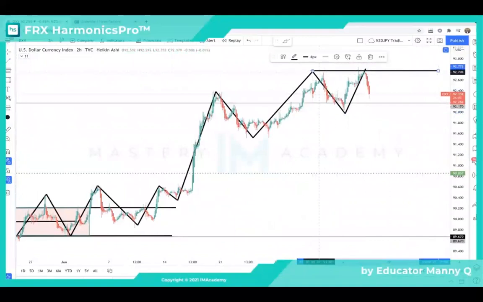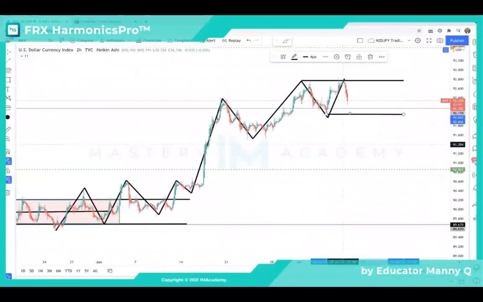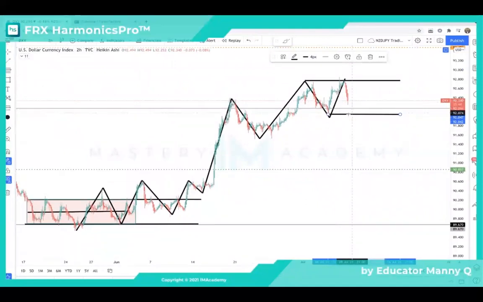So there goes the high, and here goes the low. As long as the market stays in between this high and low, this is considered a ranging market. A new trend direction is going to be formed when the market breaks out on either side.